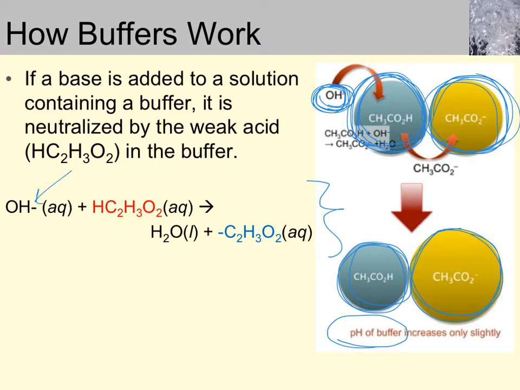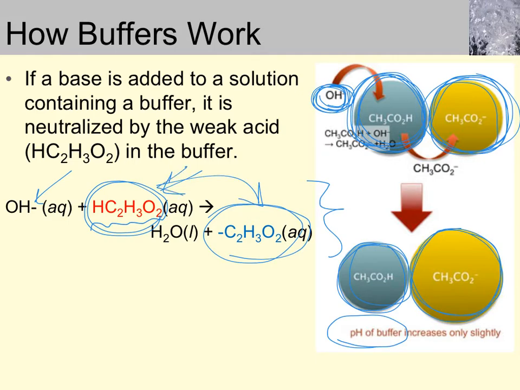If you add a contaminant base, which again we're representing with hydroxide, to the buffer system, that contaminant base is going to react with the weak acid that makes up the buffer, in this case acetic acid, and it's going to produce more of the conjugate base of the pair that makes up the buffer.